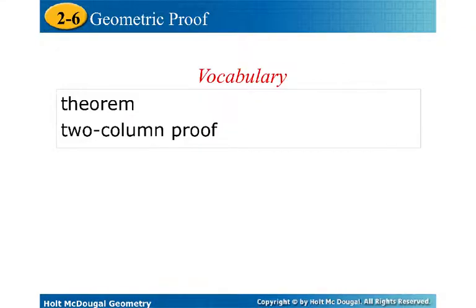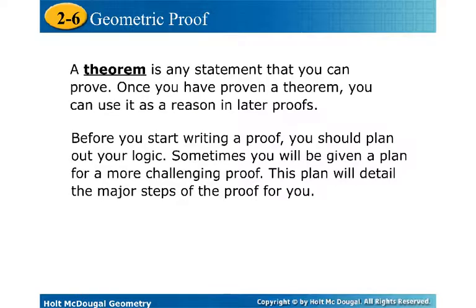So our vocabulary is theorems and two-column proofs, which of course we've heard of a little bit. A theorem, here's our definition, is any statement that you can prove. And of course we have talked about proofs. So a theorem can be proven. Once you have proven a theorem, it's kind of now in your toolbox, and you can use it as a reason later on. So again, once we have known how to do what we're learning today in our theorems, we can use that forever after this.